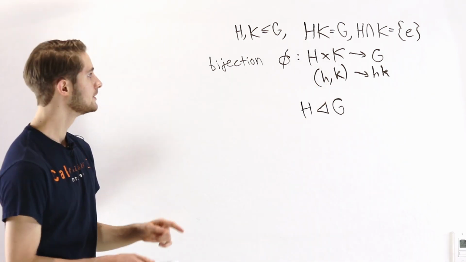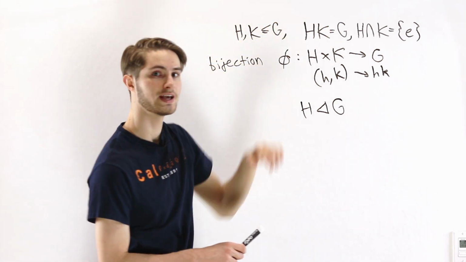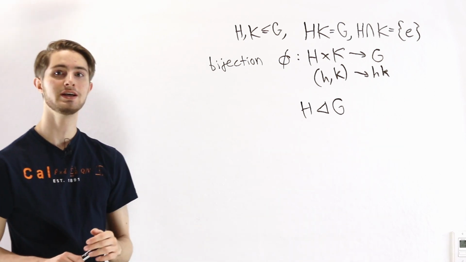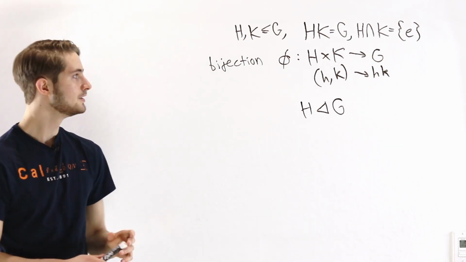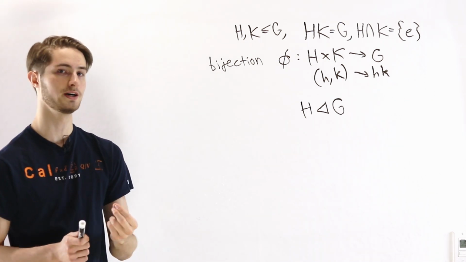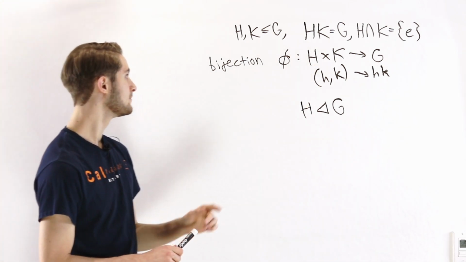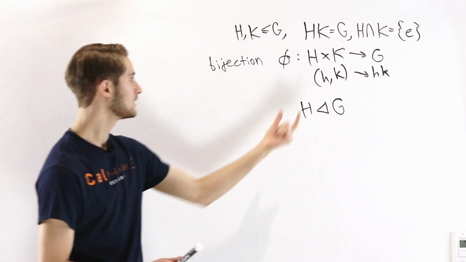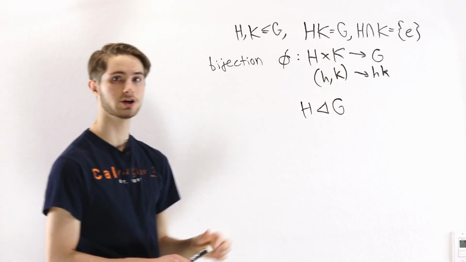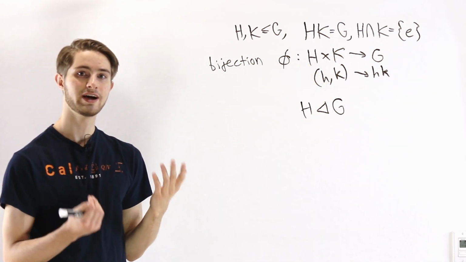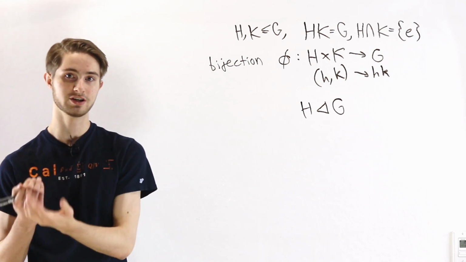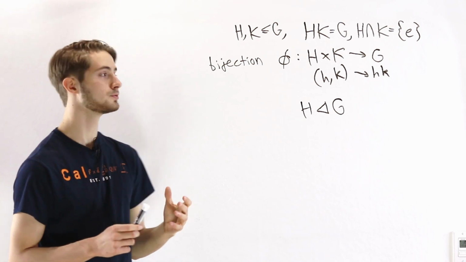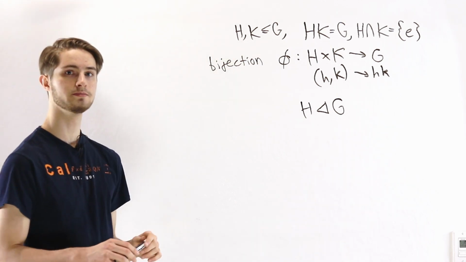But maybe there's a way to turn H cross K into a group so that this phi isn't just a bijection, it's an isomorphism. So if we could find a group law on H cross K that makes this an isomorphism, that would be really useful because then we can look at elements of the form H comma K, and that lets us sort of factor out one part where we're looking at just H and one part where we're looking at just K. So it gives us a way to simplify the larger group.